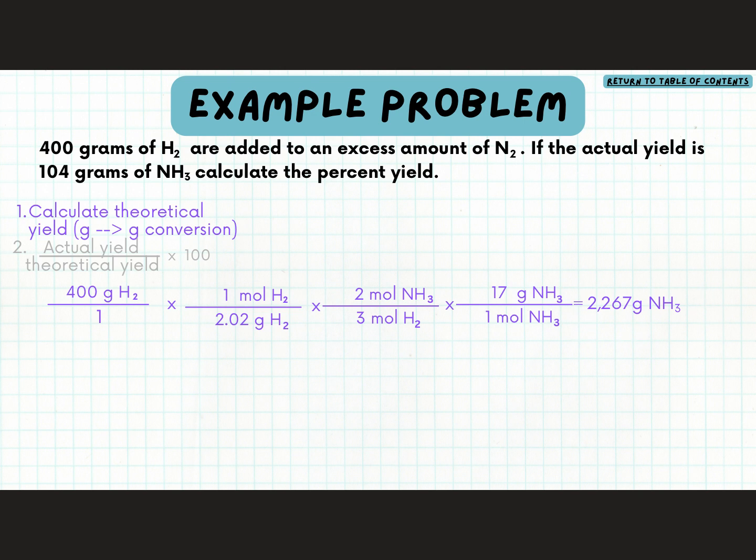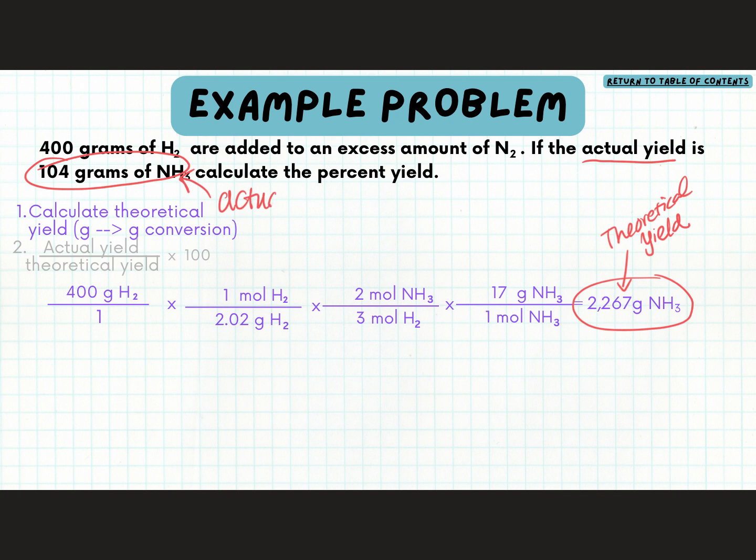This number here is going to be your theoretical yield. That means in theory, this is what we got. Then the problem actually says if the actual yield is 104 grams of NH3, so that right there is the actual yield.